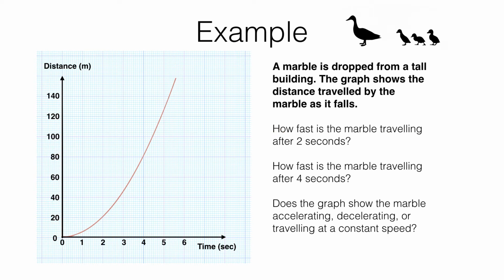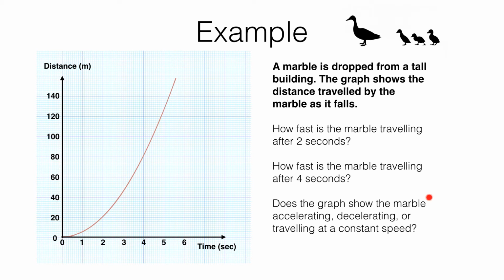Now, these questions are asking us not how far it has fallen at given moments in time, but how fast it is travelling. And this is a distance time graph. It is not a velocity time graph. So we can't just read off how fast it is travelling at any given moment in time. What we have to do is try to find the gradient of this curve at those given moments in time to find the velocity and therefore the speed at those moments in time. The problem is finding the gradient of a curve is not as easy as finding the gradient of a straight line. There's going to be an extra step involved.